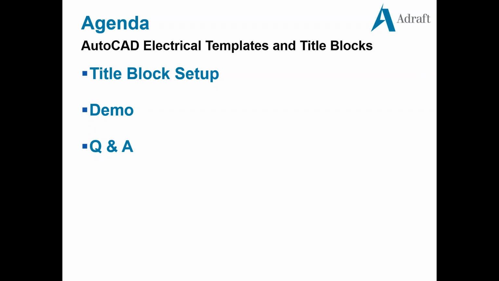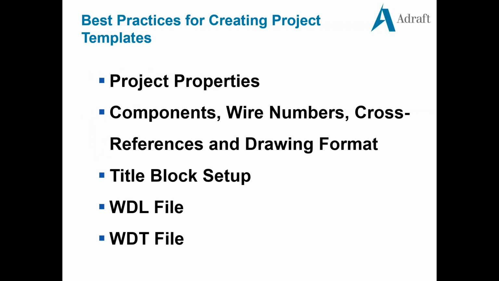And then finally, we're going to go through a title block setup where we map the attributes from an AutoCAD block to the project. Without it, it's almost impossible to create a title block and link it to a project and have it automatically update, which is one of the main features of the software itself. And then we are going to demo and go through a question and answer session after the fact.